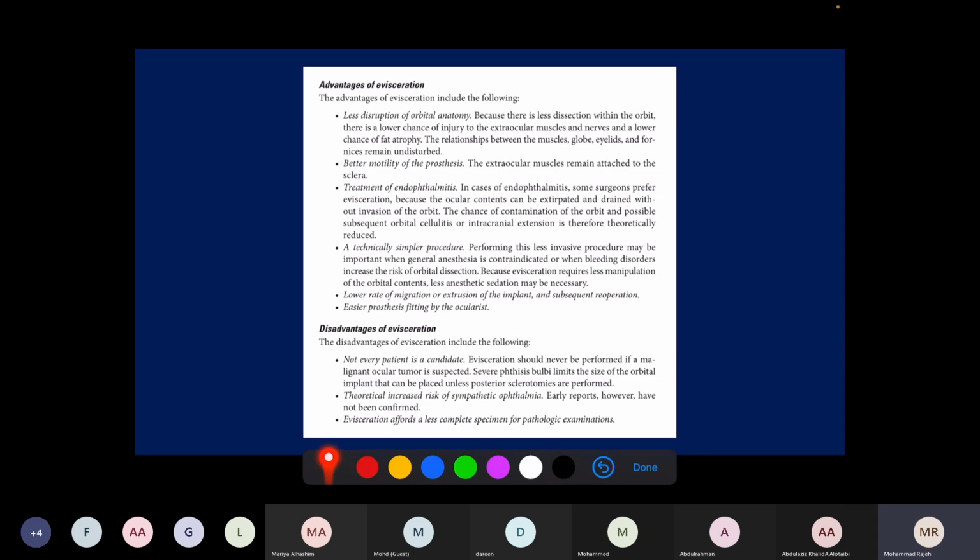Okay, let's say that there is a corneal sensation, and the eye has sensory XT. What will you do for the patient? The patient wants to wear a fake eye or prosthesis and there is corneal sensation. What will you do? Anyone?